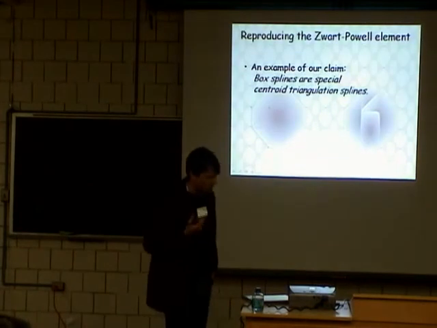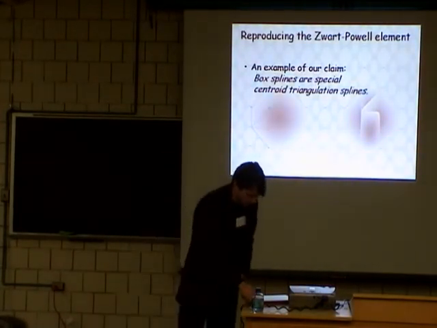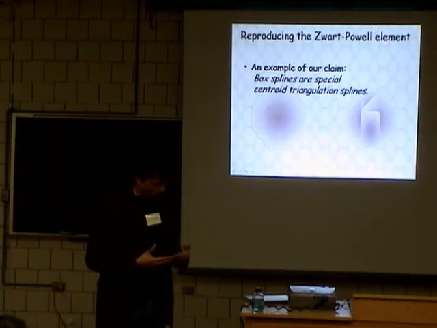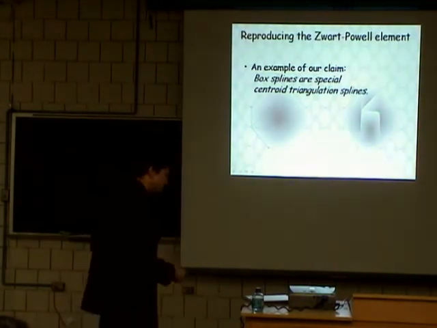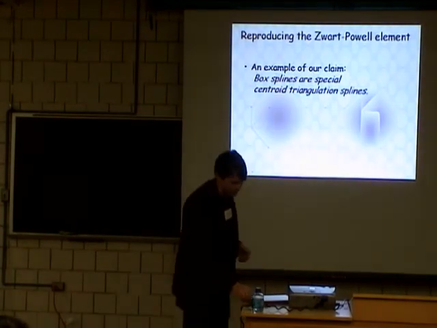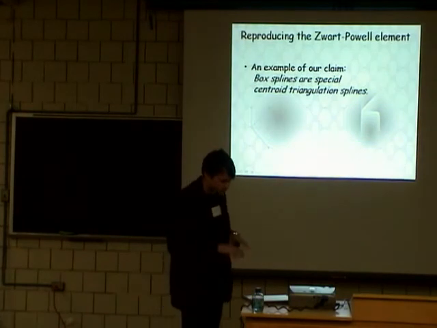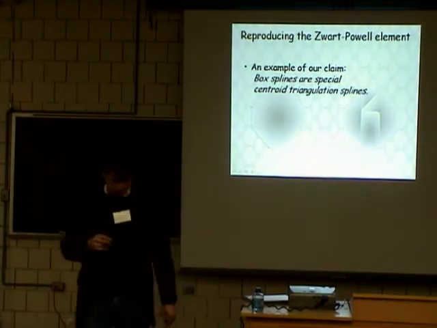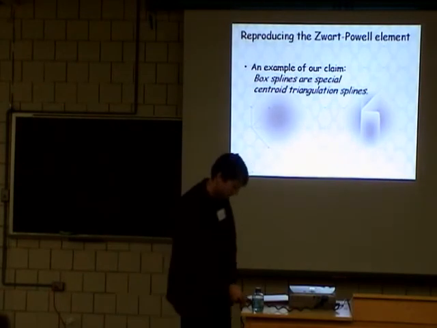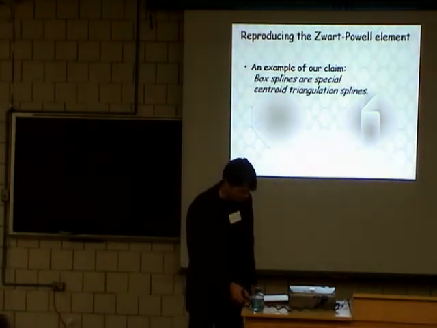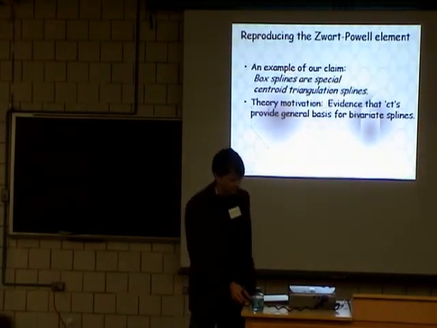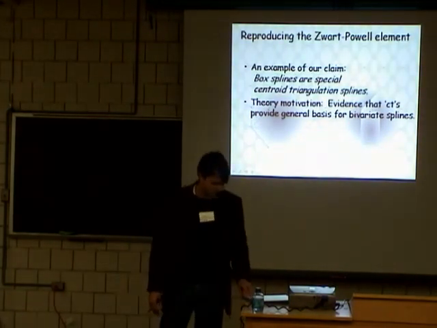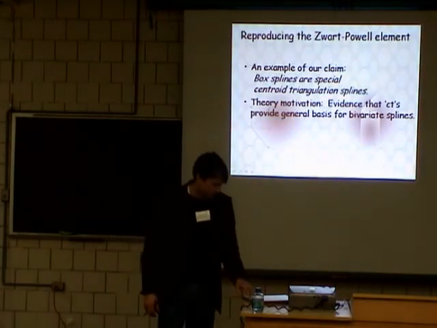One more thing of why you might want to do this. We claim that this sort of triangulation-based spline is able to capture many of the existing splines, even splines that are defined in a regular basis. So box spline is one that's very heavily used in theory of geometric design, purely defined on a regular grid. Another one of Carl de Boor's splines that's been set a few years after the simplex splines in 79. Sort of took over from the simplex splines because it's easier to work with. We claim that box splines are special centroid triangulation splines, which is sort of theoretically satisfying because it's evidence that these centroid triangulations are a sort of general basis for bivariate splines.